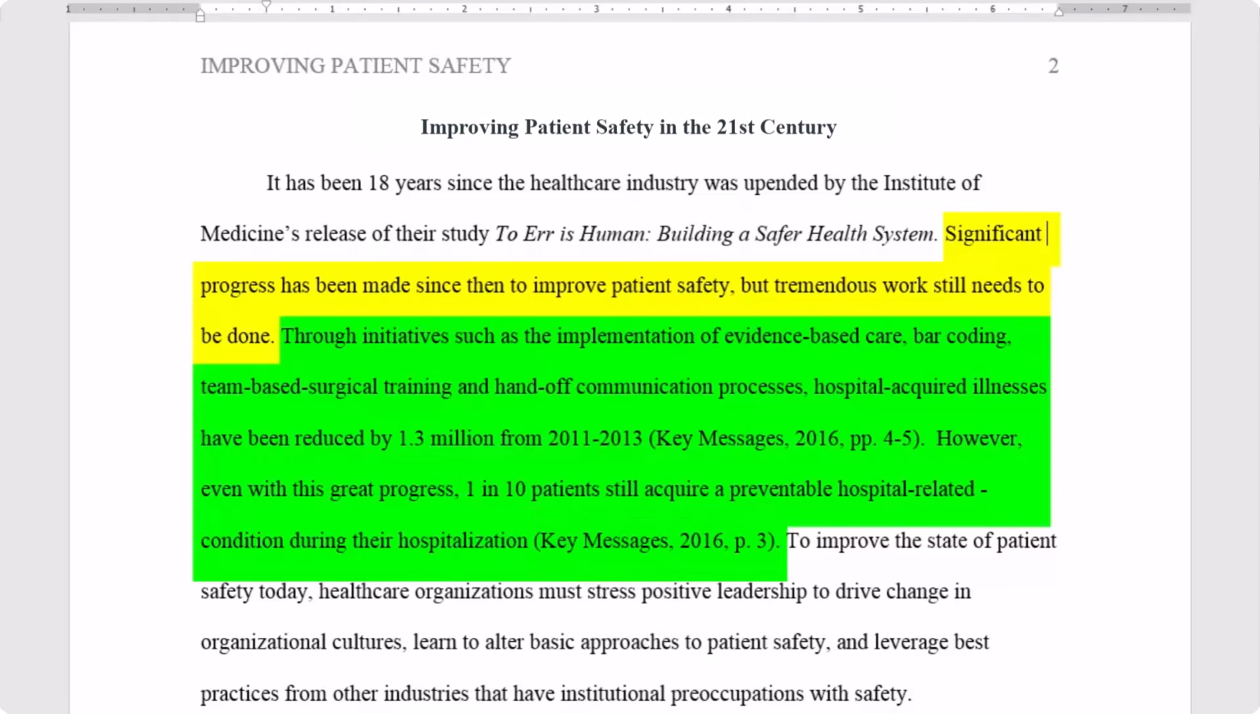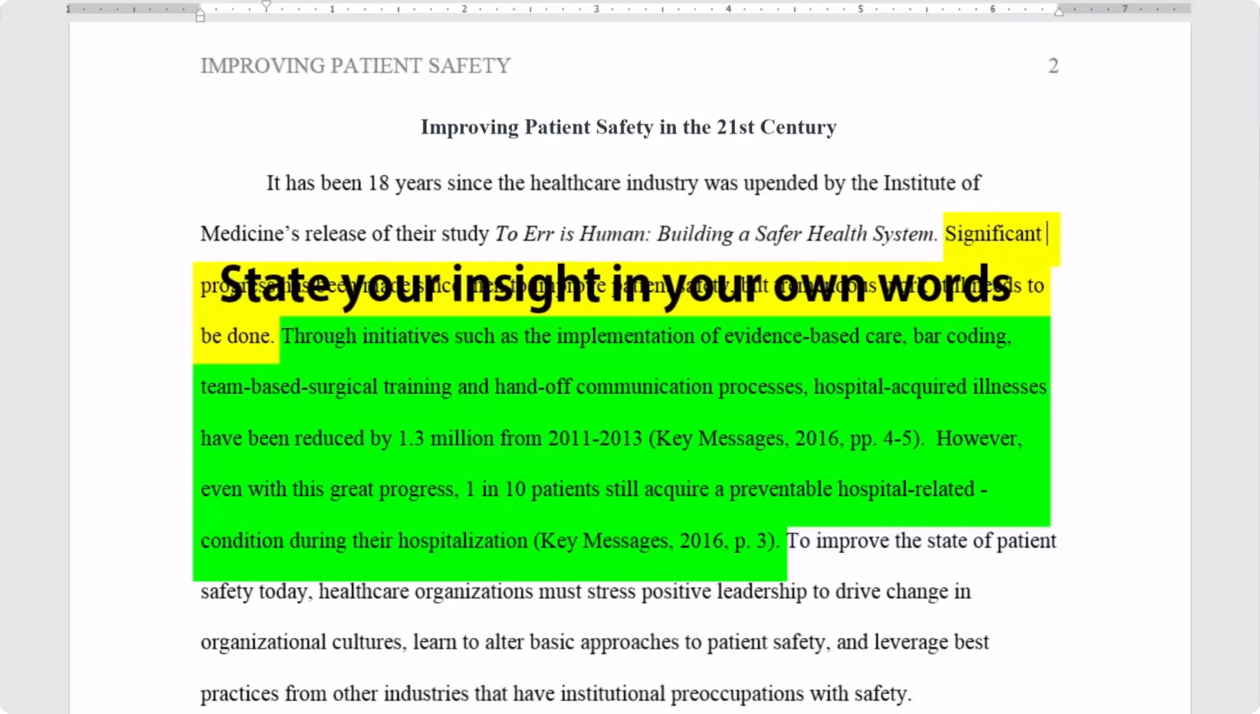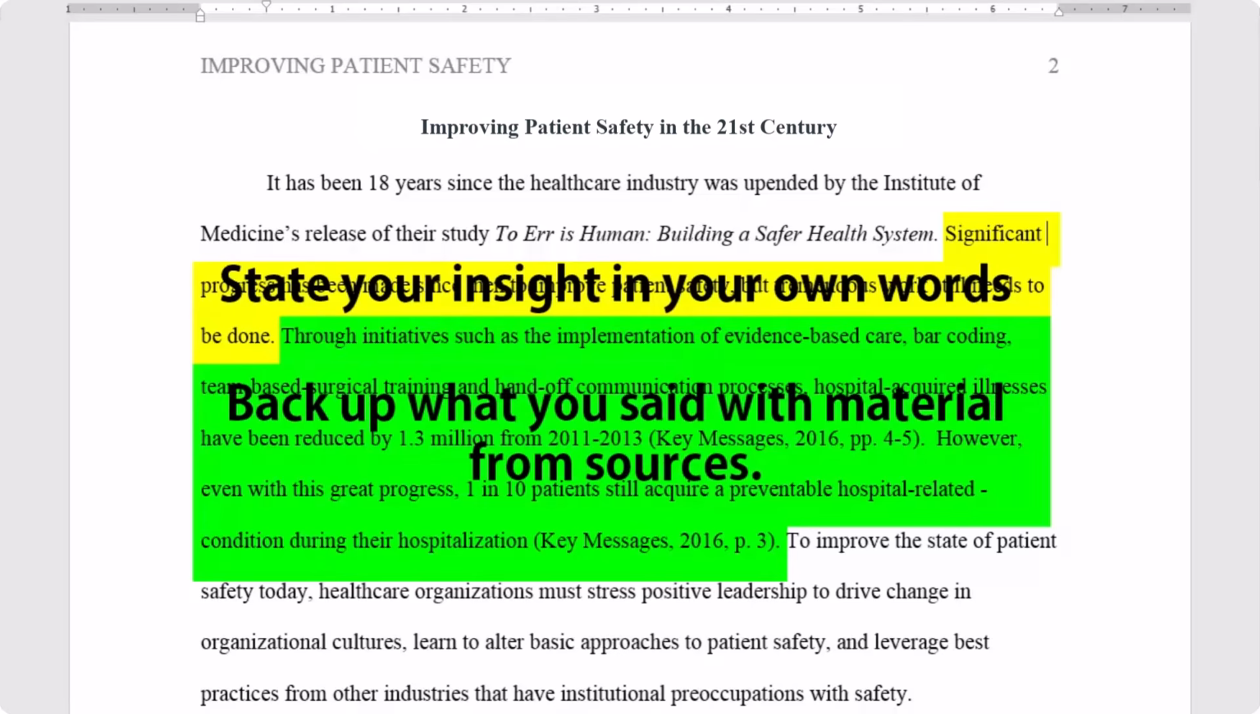So this is the basic pattern that you'll follow in a research-supported essay. First, state in your own words what you have concluded based upon your research and thinking. Then back it up with the use of a source, which can be quoted or paraphrased, and make sure the source has an in-text citation.